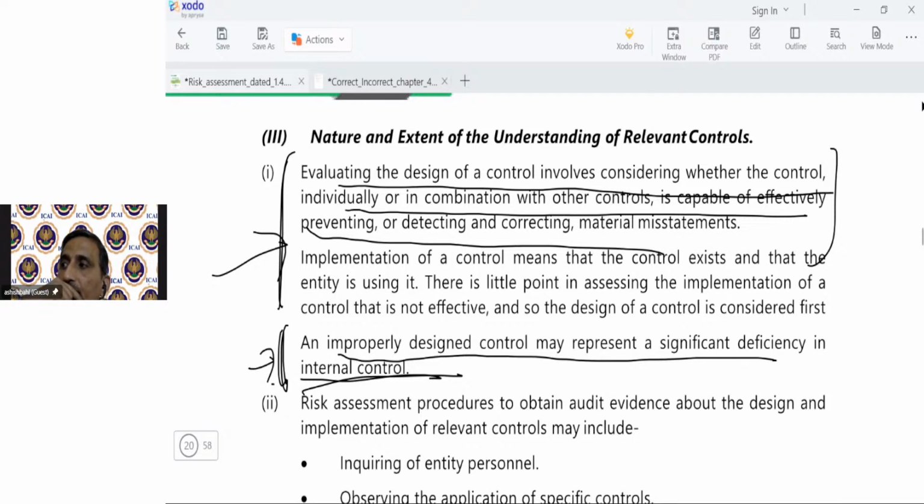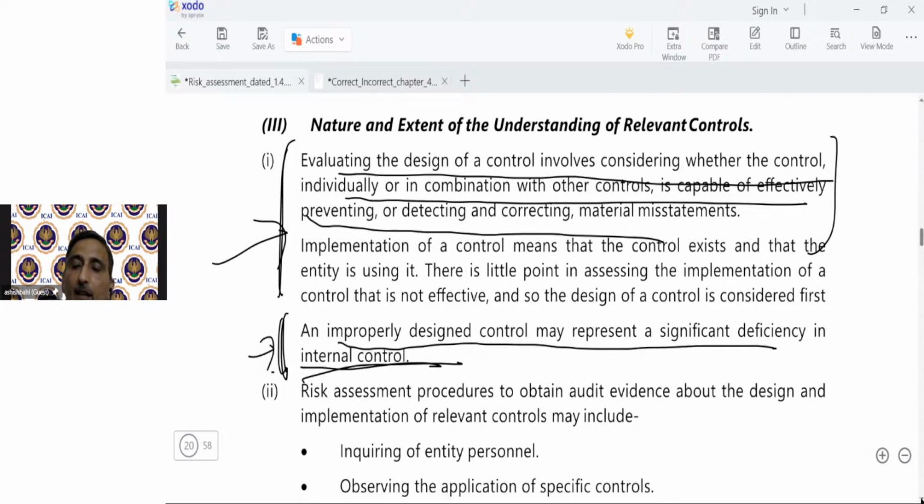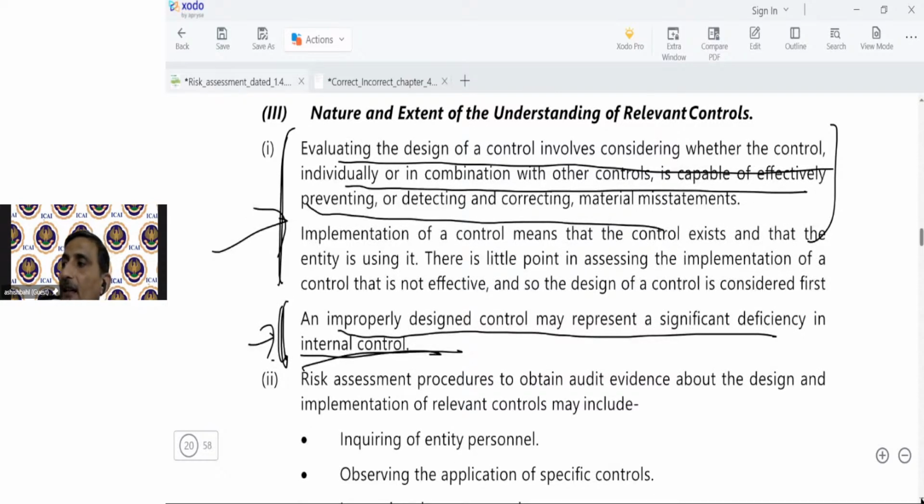Okay. So Darshan, is it clear to you? These kind of statements, these kind of things represent significant deficiencies. Say we study it by a simple example.